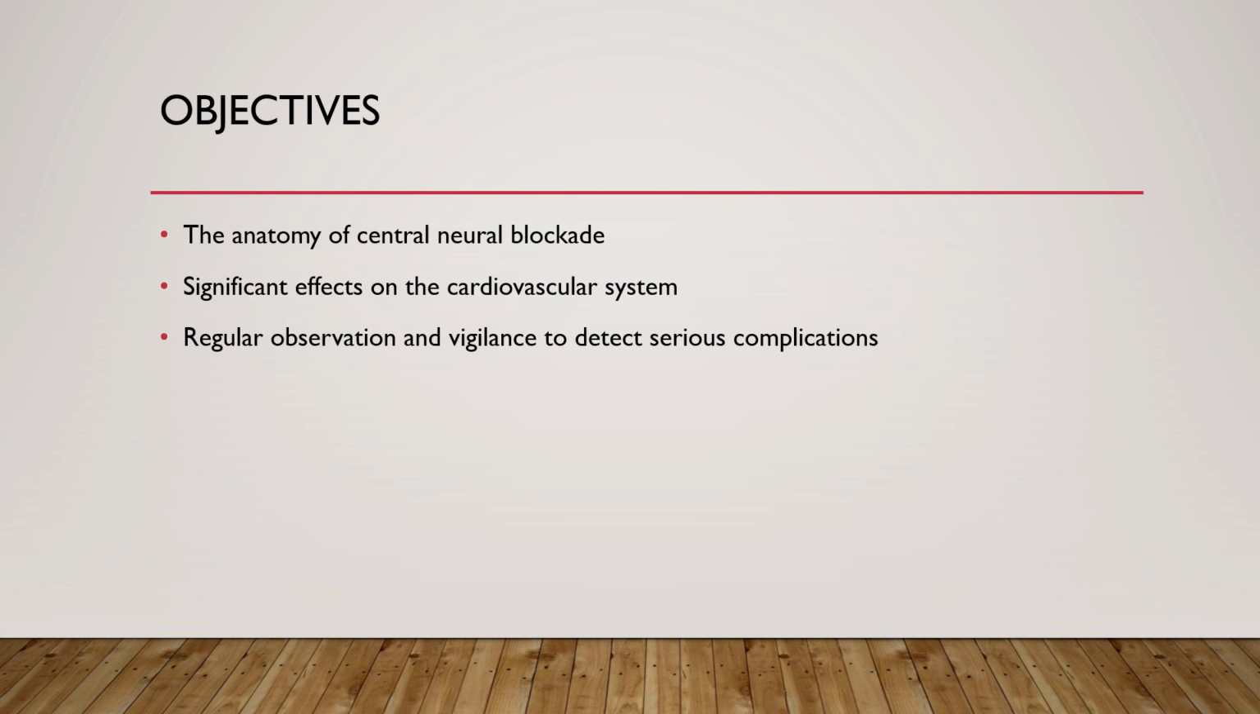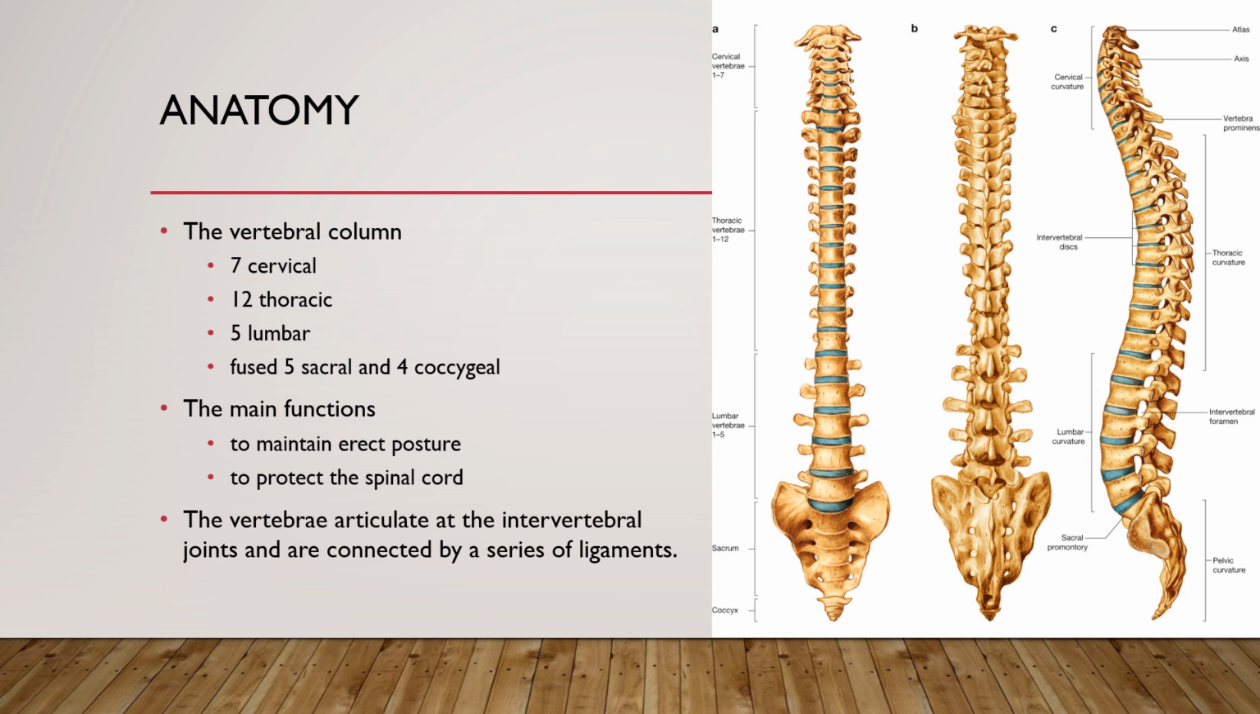some observations post-operatively. To be able to place epidurals and spinals, you really need to understand the anatomy of the vertebral column, the ligaments, blood supply, the epidural space, spinal canal, and peripheral nerves. As you remember, we have 7 cervical, 12 thoracic, and 5 lumbar vertebrae, and 5 sacral vertebrae form the sacrum, and 4 coccygeal form the coccyx.